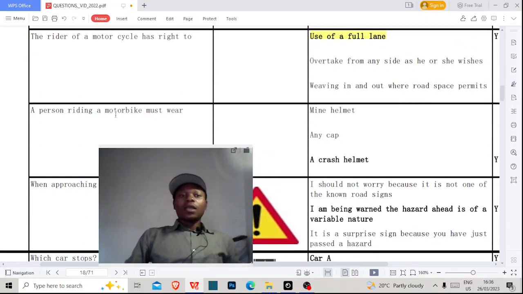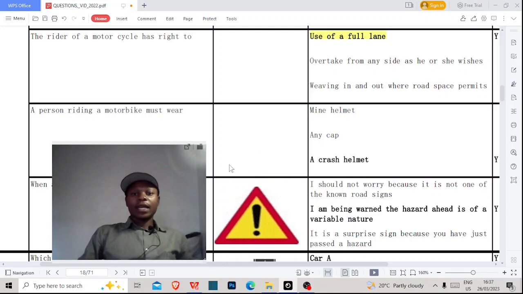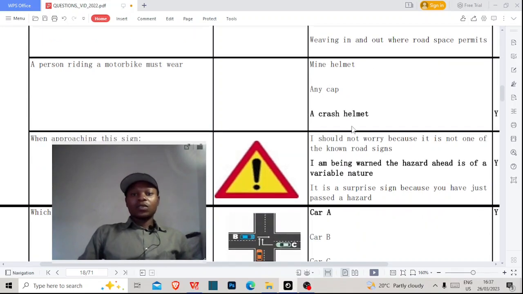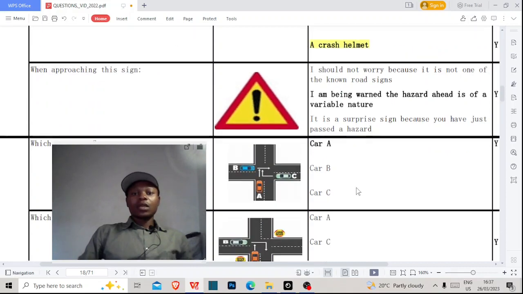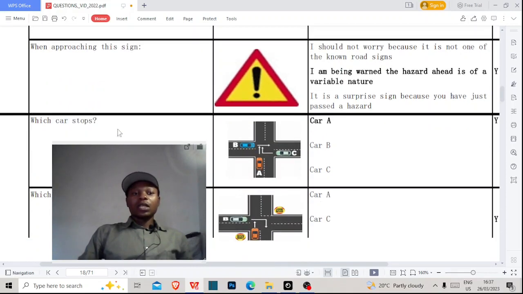The person riding a motorcycle must wear: is it a mine helmet, any cap, or a crash helmet? Well, if you are riding a motorcycle, you should definitely wear a crash helmet. So this one is our correct answer here. Now moving on to the next question.